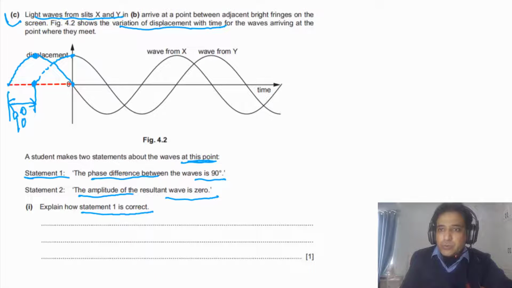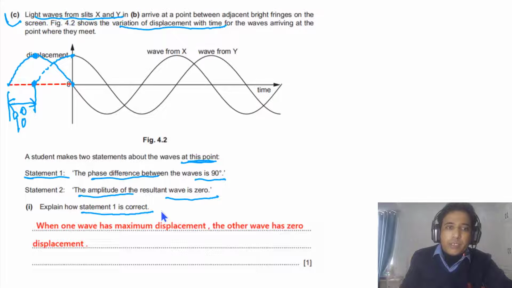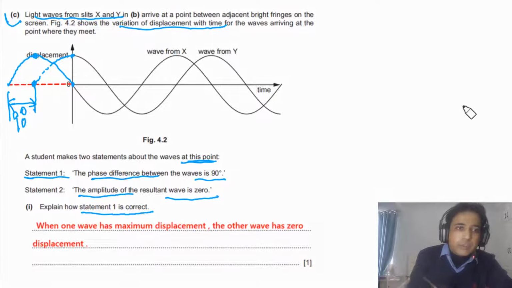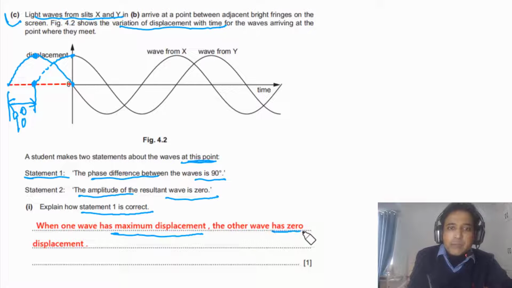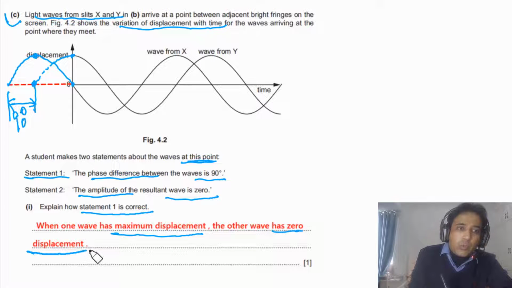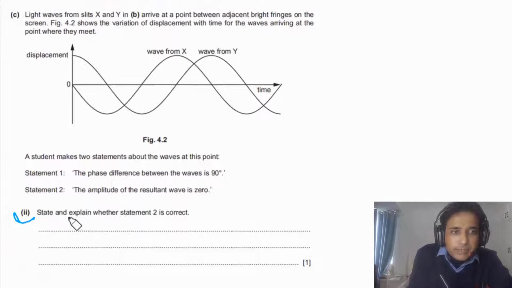So this is one point you need to write down. So let me show you the answer. In your answer, you can write down this point. Simply you can say one wave has maximum displacement, other wave has 0 displacement, at this point. Second part says state and explain whether statement 2 is correct.